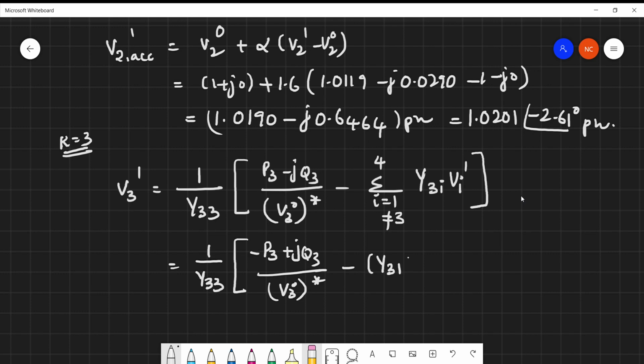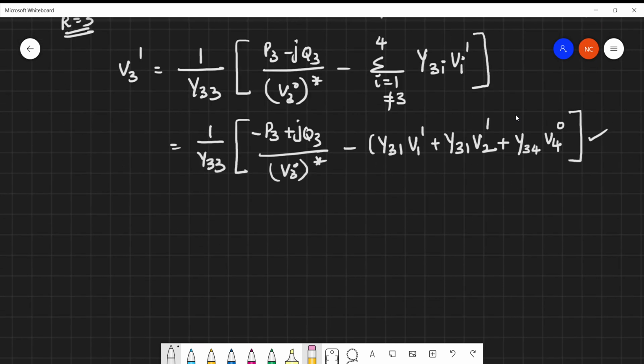So Y31 V1 updated plus Y32 V2 updated value is available now, so you can avail that. That means this value plus, so I can't be 3, so next value will be 4. Y34 V4 0 only, because bus 4 voltage is not updated yet. In this way, you can calculate V3, and also with the acceleration factor, you need to calculate. It will be V3 0 plus alpha into V3 updated minus V3 initial guess.